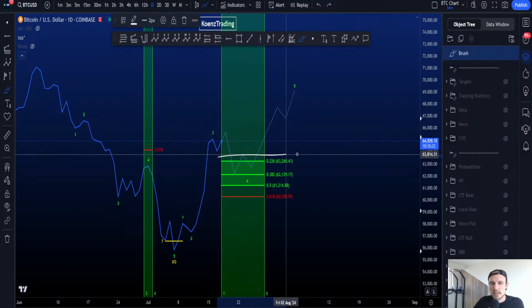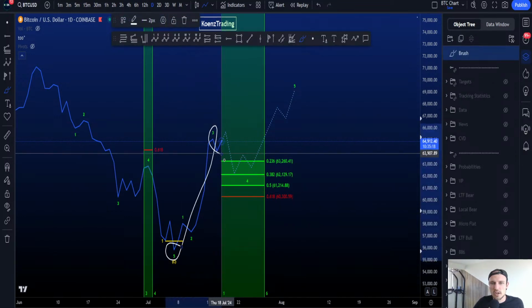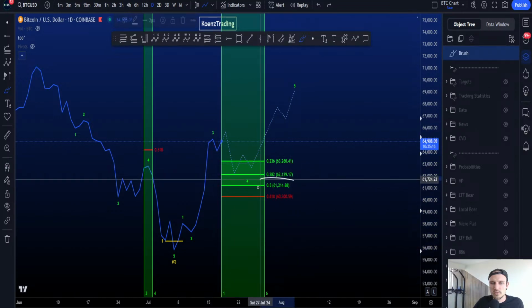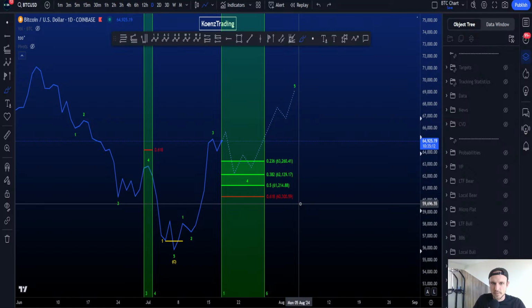And your common target area on the line chart is between the 0.236 and the 0.5, from the low to the high of 3, 63.2 to 61.2. Invalidation, 60.3K.